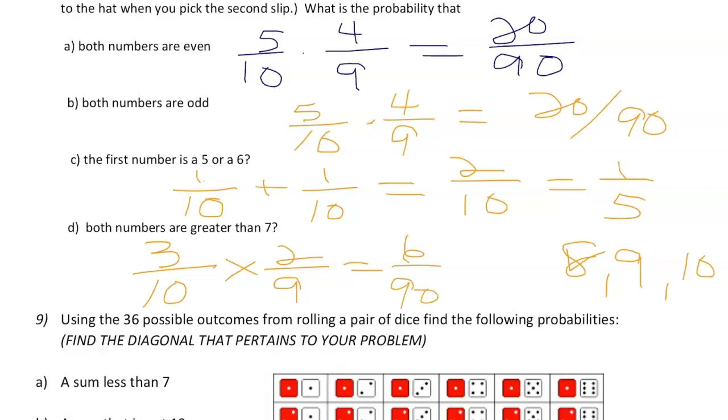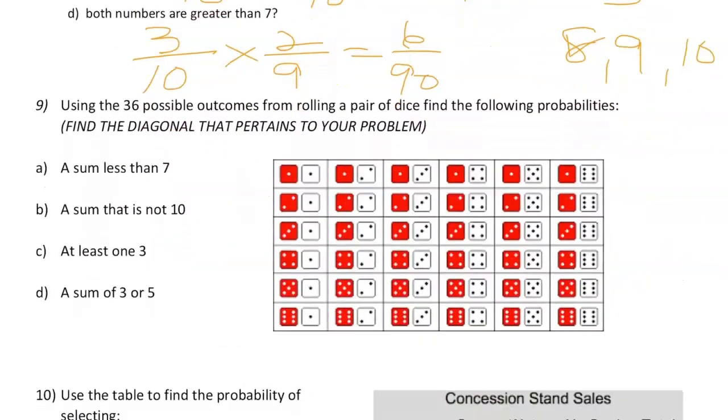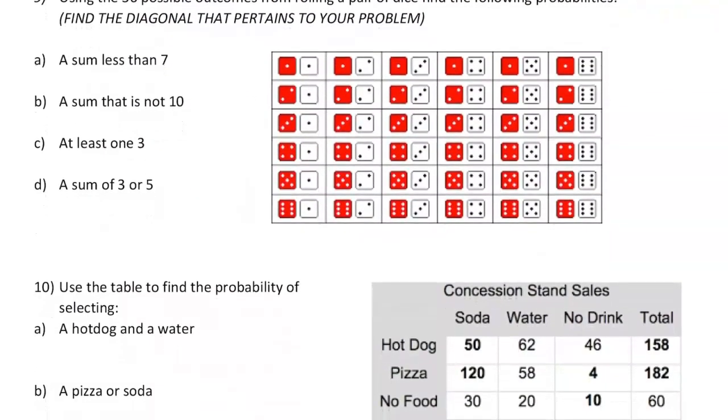Okay, let's move on to the problems with the dice. Using the 36 possible outcomes from rolling a pair of dice, find the following probabilities. So again, probabilities. When you read it, you've got to read it like this so that you are attuned to when it's probabilities and when it's just number of occurrences. Okay, first off, you got 36 possible outcomes. They told you that. That's your denominator.